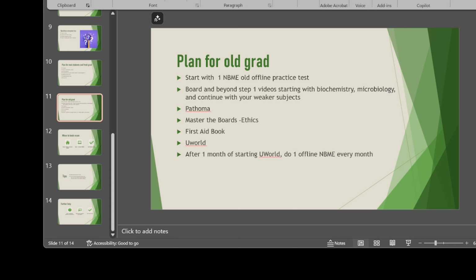Pathoma has both videos and a textbook. You can use either one of those and study Pathoma. After that, you study Master the Boards Ethics. When I gave my Step 1 exam, I had around 4 to 5 ethics questions in each block. But if you have studied Master the Boards Ethics, you can answer all those questions very well. After that, study the First Aid book completely. It's very important for you to study the First Aid book. After that, go on to UWorld.